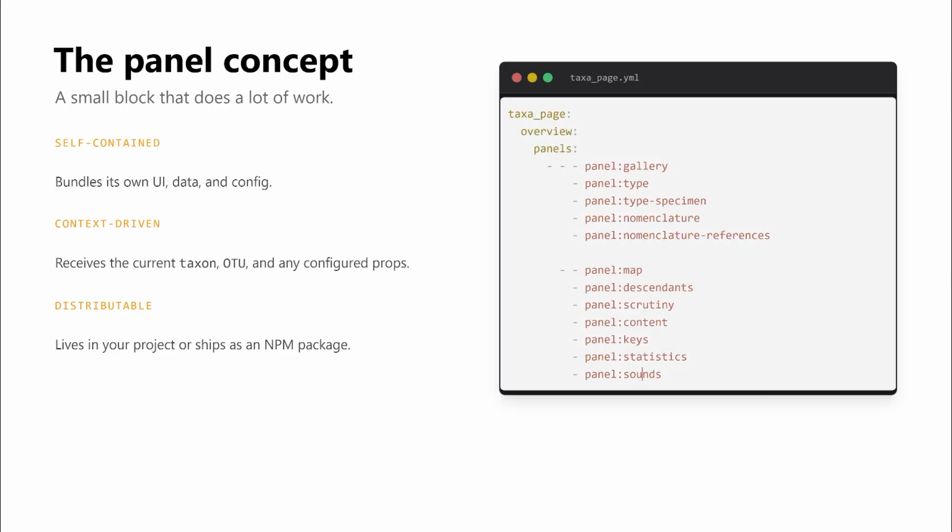So, a Taxa page is just a list of panels in a configuration file. You decide which panels to include, where they appear, and under what conditions. Because every panel follows the same convention, a panel can live inside your project or be distributed as an npm package, and it still works exactly the same way.